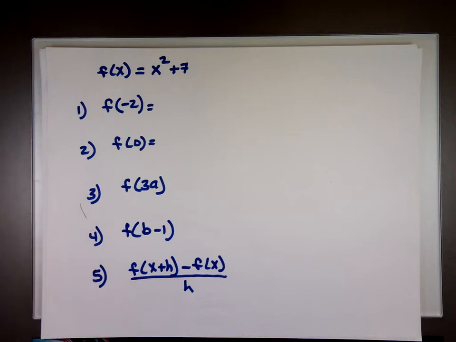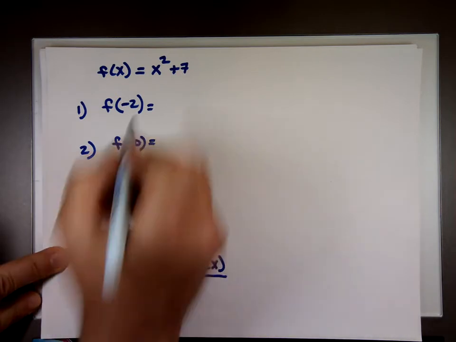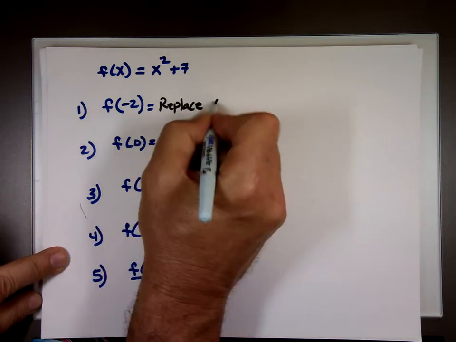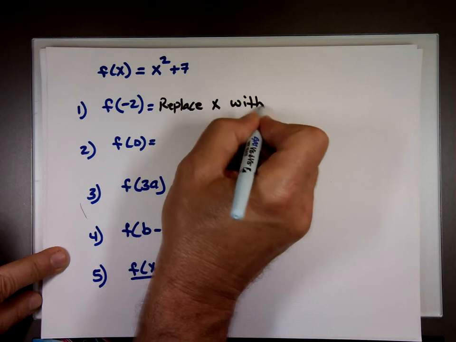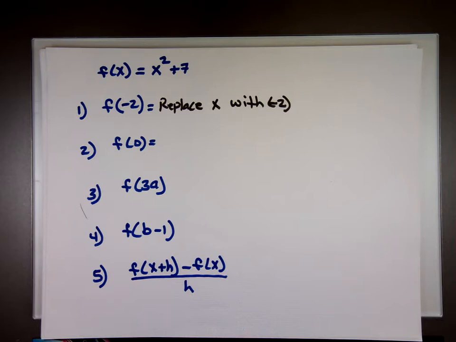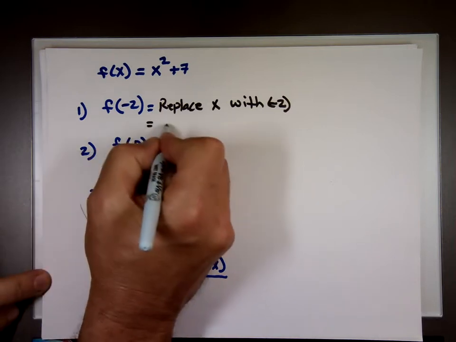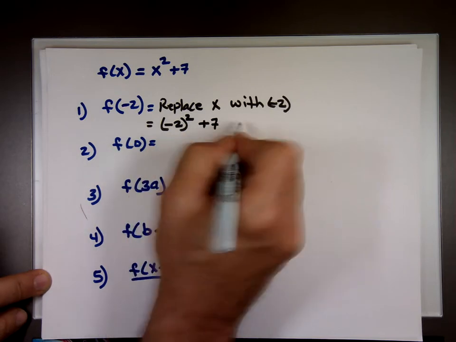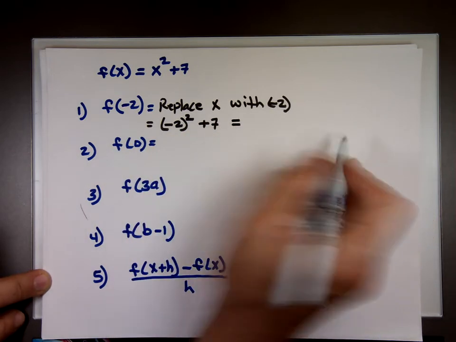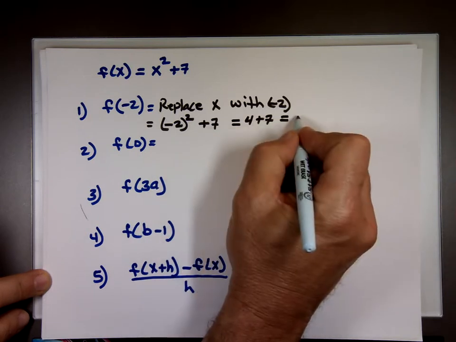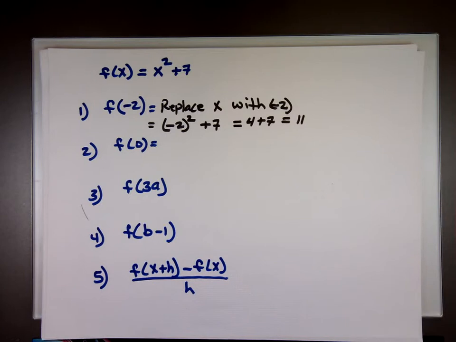F of negative 2, what should we do? Let's write down what we're going to do first. We're going to replace x with negative 2. Let's go ahead and replace it. That's what? Negative 2 squared plus 7. And what's negative 2 when you square it? 4 plus 7. That's what? 11. Okay.